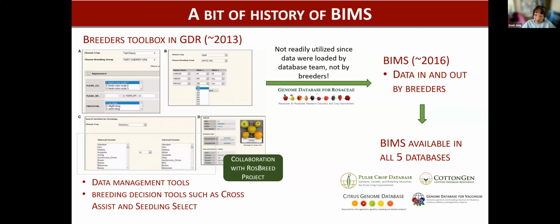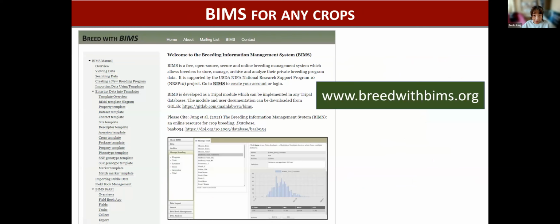Now BIMS is available in all 5 databases: the Pulse Crop Database, CottonGen, the Citrus Genome Database, and the Genome Database for Vaccinium. But we've had a lot of requests from breeders who are not covered by these community databases. So we have a separate website called Breed with BIMS. If you are not one of the crop breeders that we cover with a community database, you can come in here, create an account, and start using BIMS.